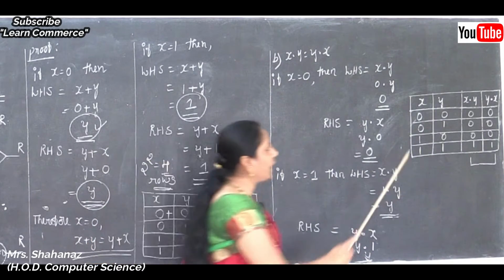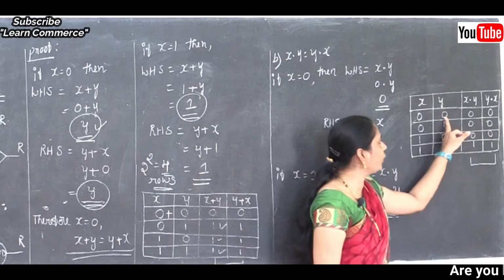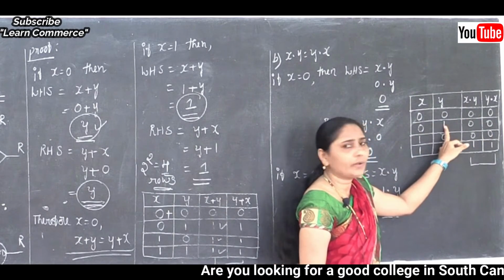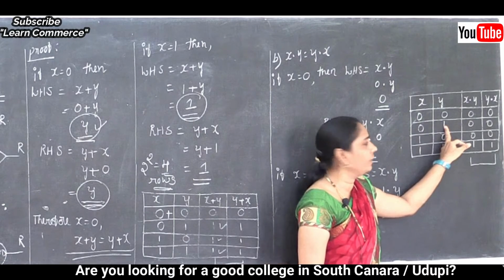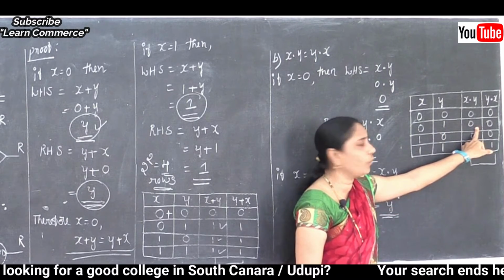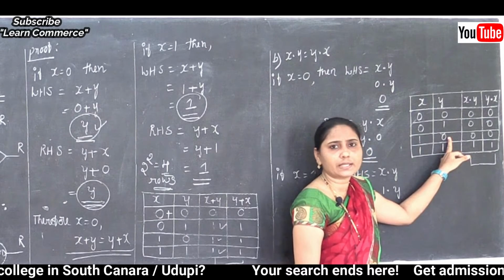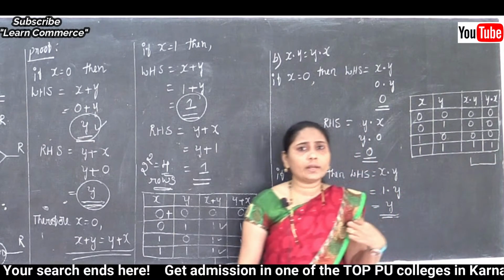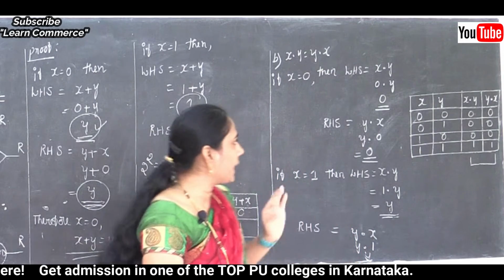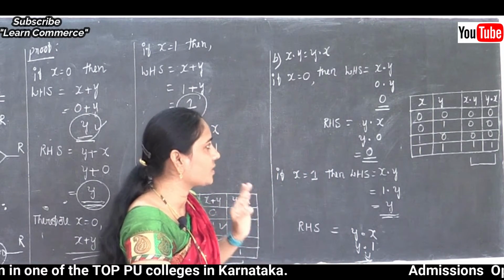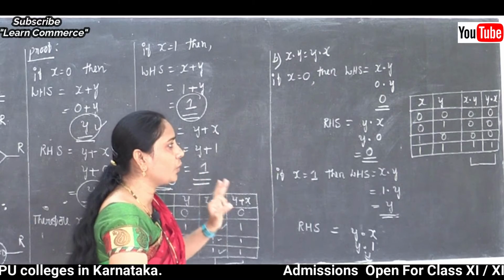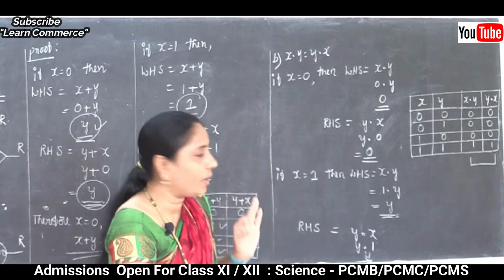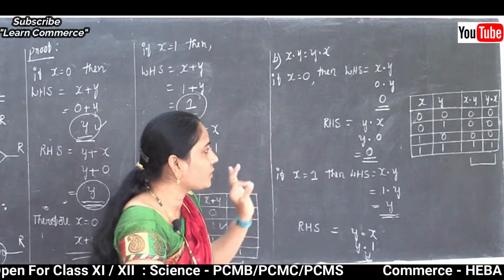If we take x and y, 0 and 0, the value is 0. 0 and 1, when you multiply 0 and 1, the result is 0. 1 and 0, the result is 0. 1 and 1, the result is 1 only. So now in x and y, what's the column value? 0 0 0 1. Clear this point here? For x and y, the column values are 0 0 0 1.